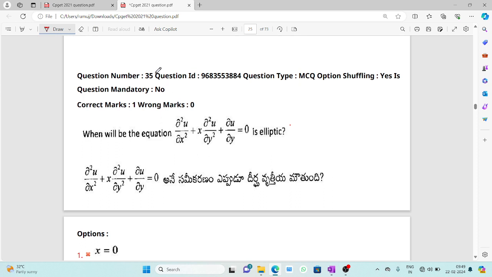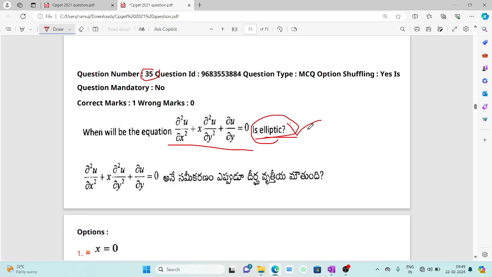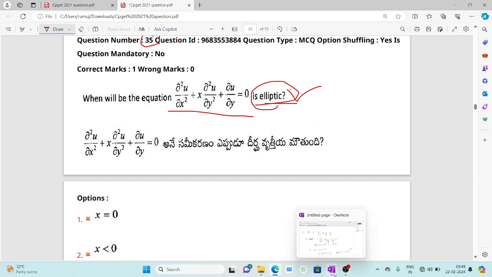So question number 35 is: when will the equation ∂²u/∂x² + x ∂²u/∂y² + ∂u/∂y = 0 be elliptic? Whenever this type of question comes in the exam, whether it is elliptic, hyperbolic or parabolic, I will tell you a shortcut trick for these types of questions.